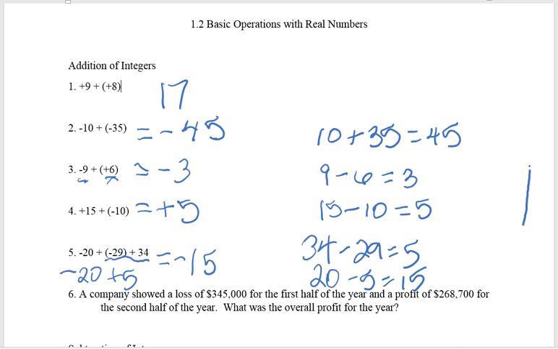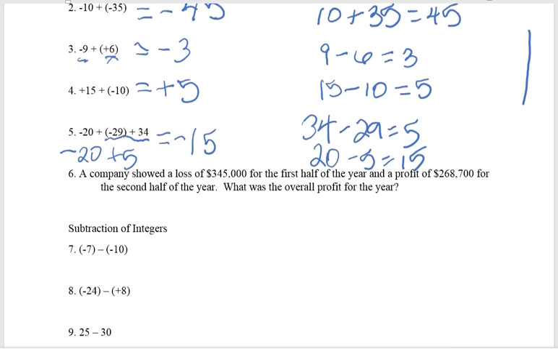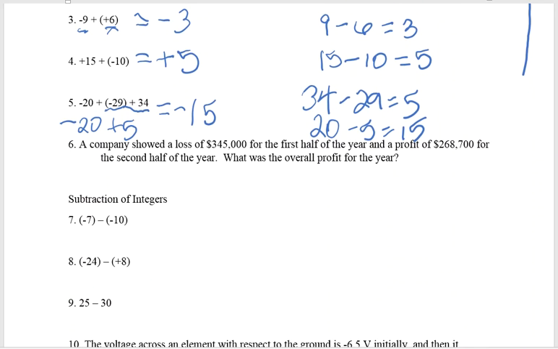Of course, we have to be able to do this in the situation of a story problem. A company showed a loss of $345,000 for the first half of the year and a profit of $268,700 for the second half of the year. What was the overall profit for the year?